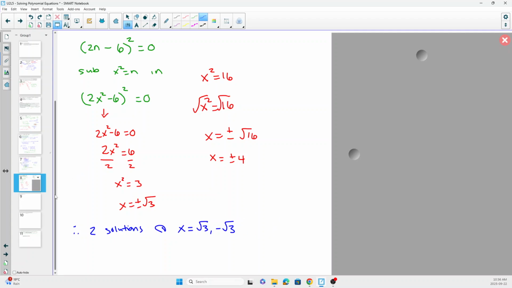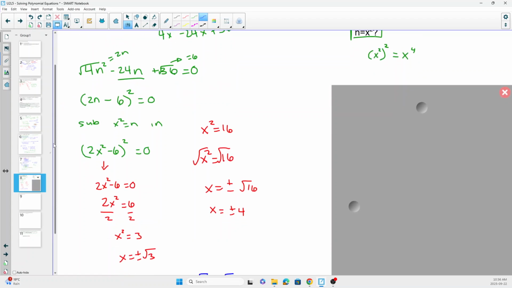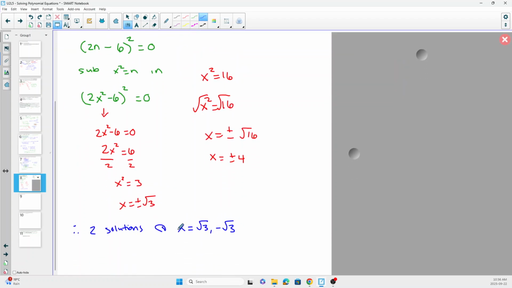So this question, if we go back up, said solve, then draw a sketch of this function. What we know is that both of these are solutions for this factor that came from inside this bracket. That means that these are both order 2 solutions. The behavior of the function at both of these solutions is order 2.